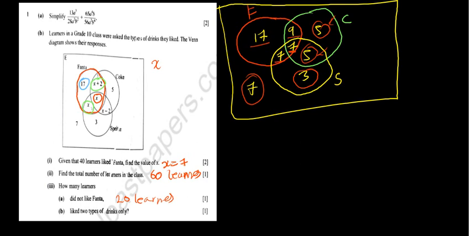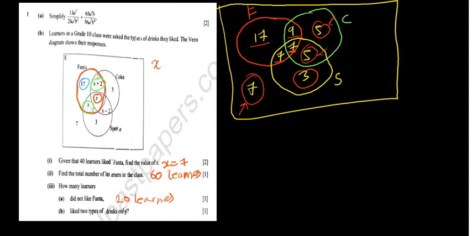Of course, someone might argue, why am I adding the 7? Just logically speaking, come on. The 7, they didn't like anything, including Fanta. And they're looking for those learners that did not like Fanta. And we believe it also includes the 7 outside there. And again, in case you find something different, you can leave it in the comment section. We'll try to reason together from there.